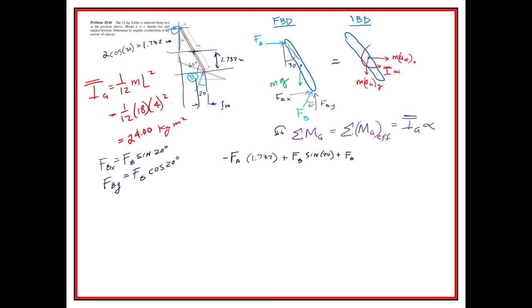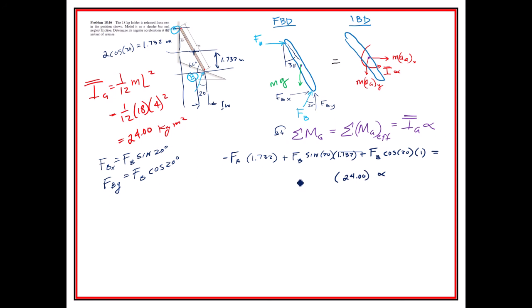FB up. Forgot the moment. Do that all the time. FB sine, the x direction is going to be times 1.732. It's got to be a moment. And then the same thing for here. We got FB times the cosine of 20 degrees. And that's going to be times 1. And that's going to be equal to I of 24 times alpha.